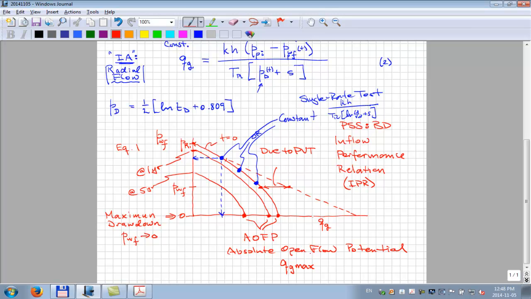Let's say the time to pseudo steady state is 8 hours. We calculate it from the stuff on Thursday. The time to pseudo steady state could be 8 hours, it could be 8 days, it could be 8 weeks, it could be 8 years. But I'm saying that it's 8 hours. So if I flow this well for 12 hours, I'm in pseudo steady state. That's what I'm assuming here. So it's effectively time zero plus 12 hours. Okay?